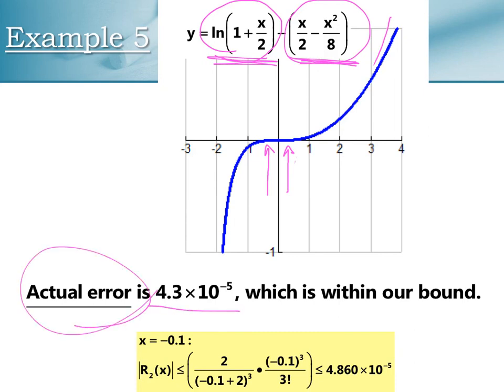And so we could see that the actual error we'd have at negative 0.1 is going to be smaller than the bound that we had. And so it was a good bound. It was a good upper bound that we came up with.